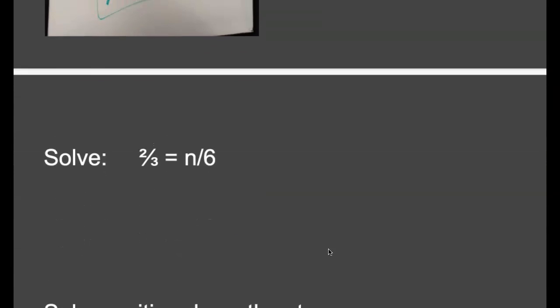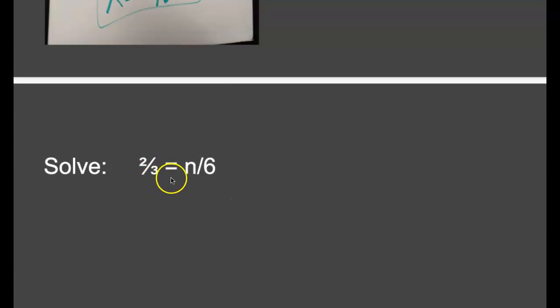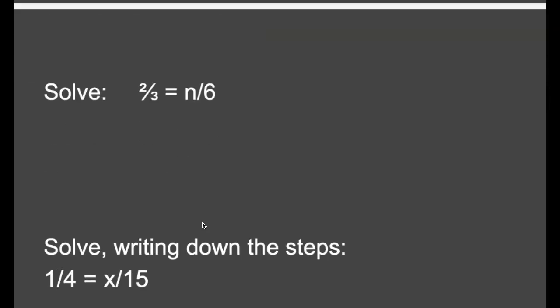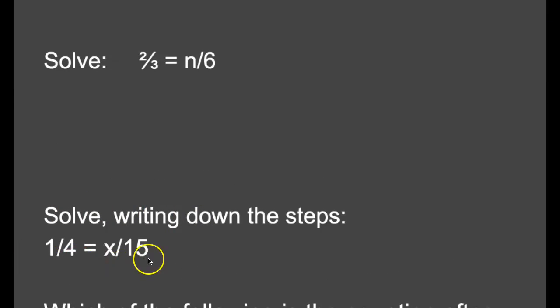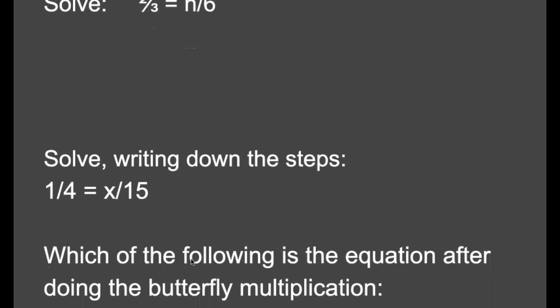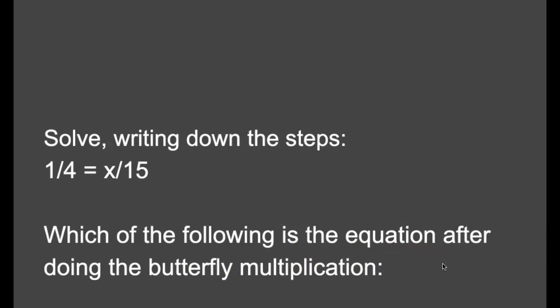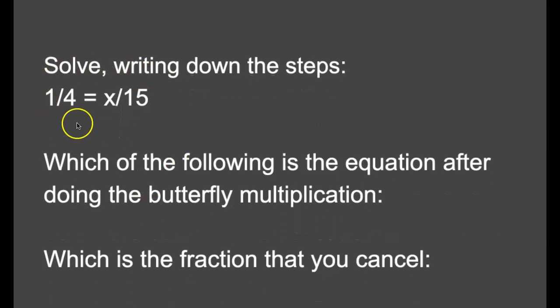All right, so go ahead and solve 2/3 equals n over 6. Next, solve this proportion, writing down the steps. So I'm not going to ask the answer for that. What I want is the equation after doing that butterfly multiplication. So I'm looking at this proportion. Then, a little further down, what is the fraction that you cancel towards the end of this problem?